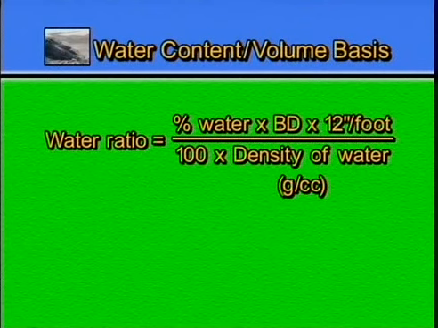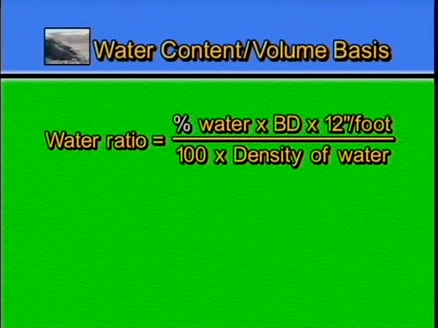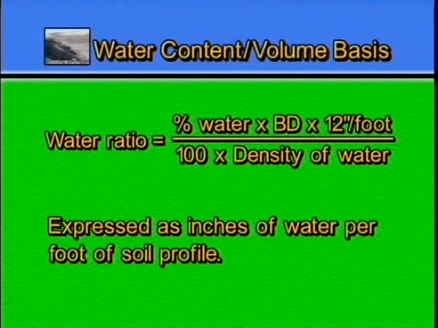When we make this calculation, the grams per cc that are derived from bulk density on the top of the formula will be canceled out by the grams per cc on the bottom of the formula. Percent is a unitless number, so the units on the answer for water ratio will come out as inches of water per foot of soil profile.